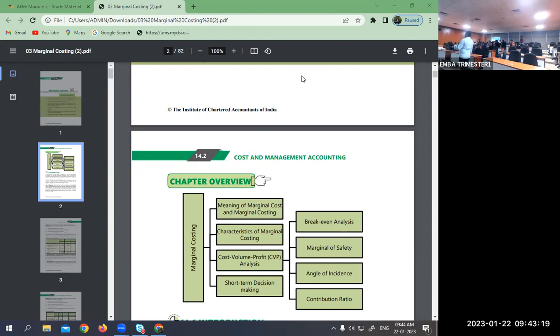Okay, anyway, next chapter, last chapter of the semester, is marginal costing. You remember when I was speaking about costing, I told you there are two things: one is method and one is technique. Method of costing is nothing but the various mechanisms by which we ascertain the cost of a product or a service.